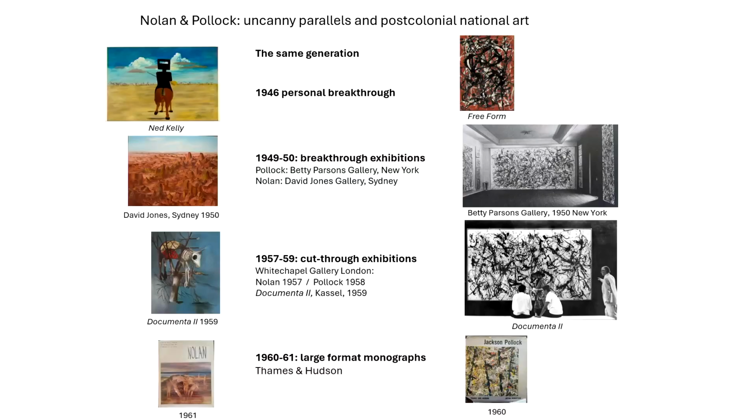Then they have their cut-through exhibitions, 57 to 59, which I just talked about a couple of those. So Pollock is in the Whitechapel Gallery, which is a major gallery in London for showing cut-through exhibitions, in 57, Nolan in 58, and they're both in Documenta. Nolan's the first Australian artist to be shown in Documenta. Interestingly, not as an Australian artist, but as an English artist.